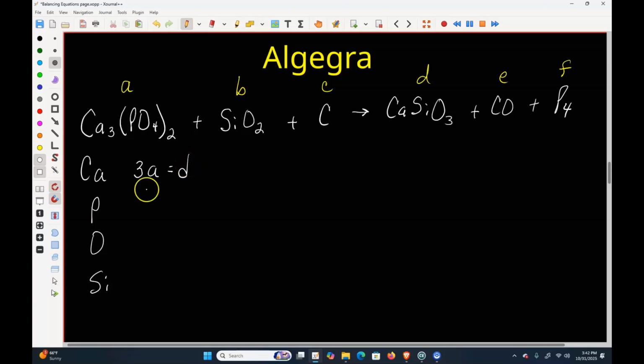For phosphorus, I have 2 in A, 9 in B, 9 in C. I have 4 in F.